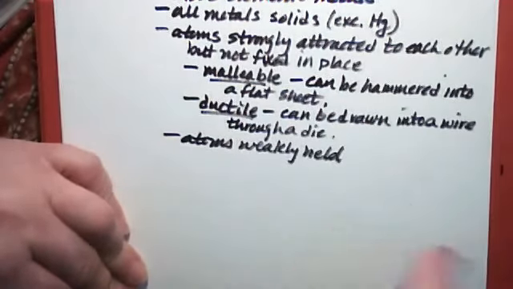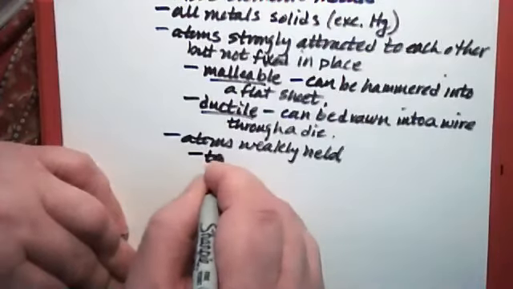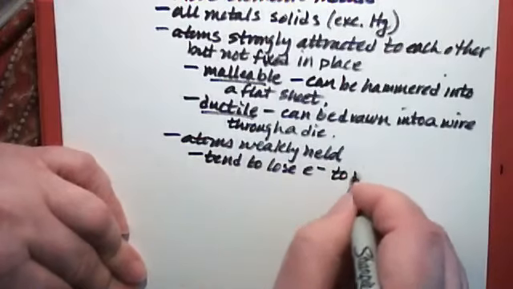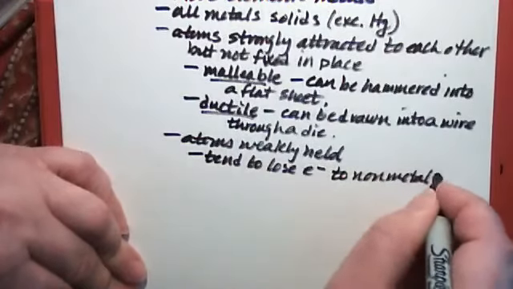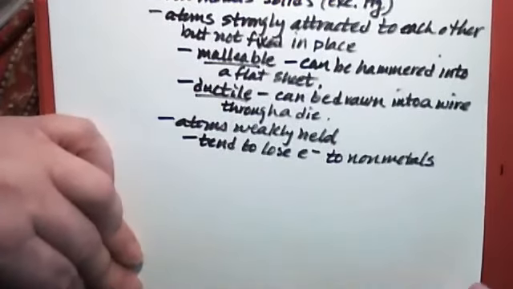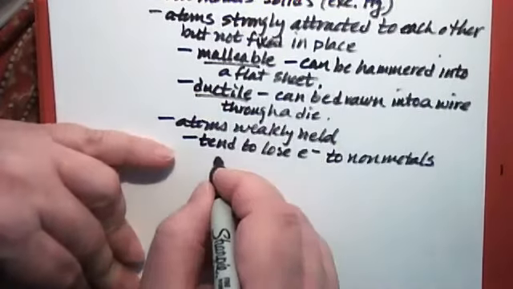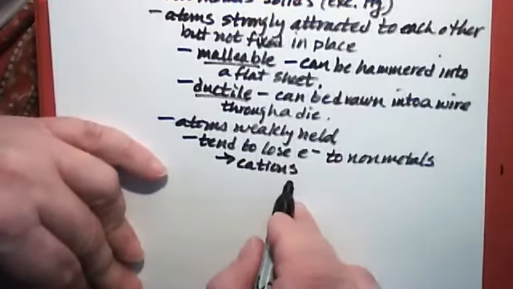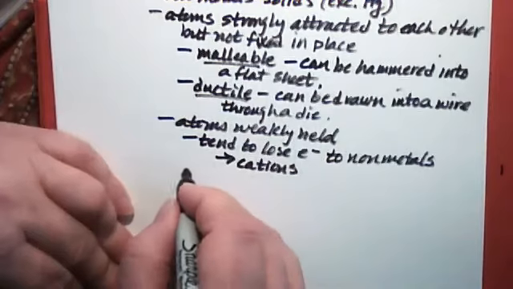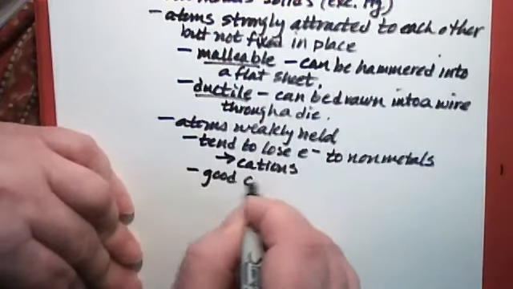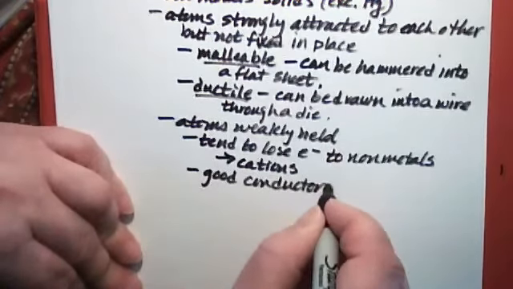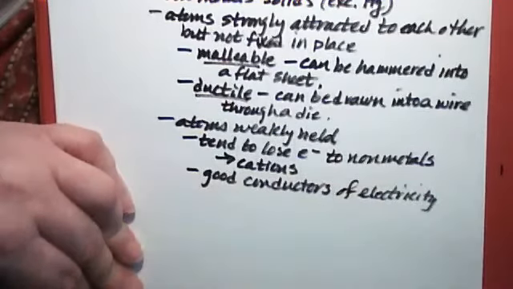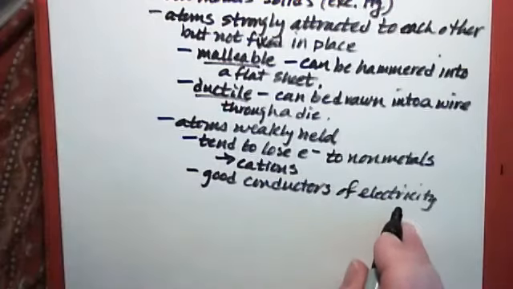Also, metals tend to have a weak hold on their atoms. So when metals are reacted with nonmetals, metals almost always end up losing electrons to the nonmetals. And the metal becomes a cation, or a positive ion. And they're also good conductors of electricity for that reason, too.